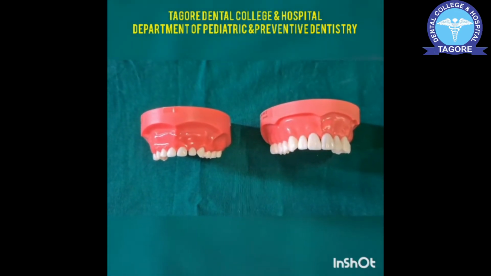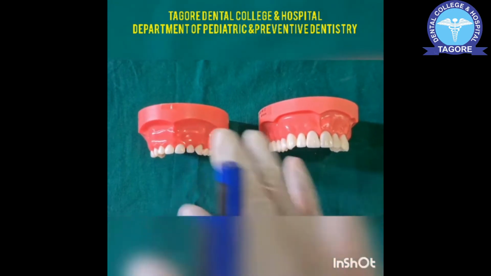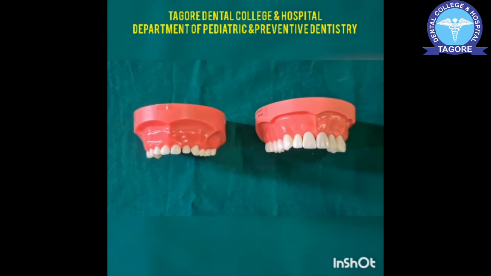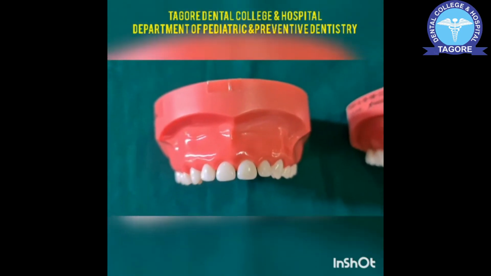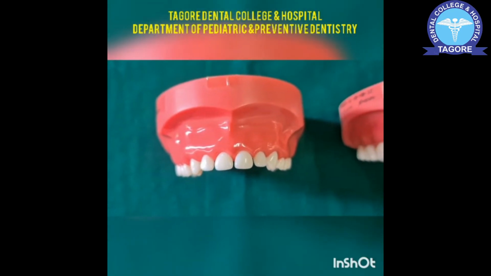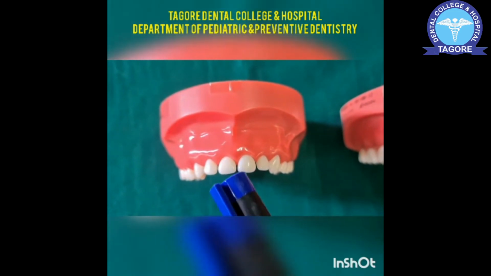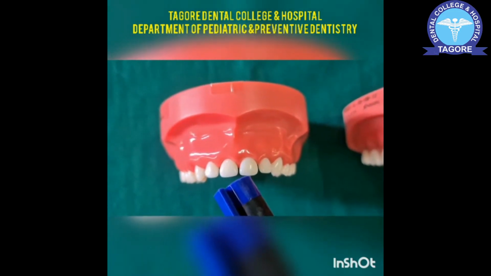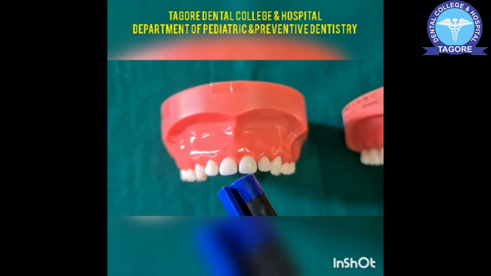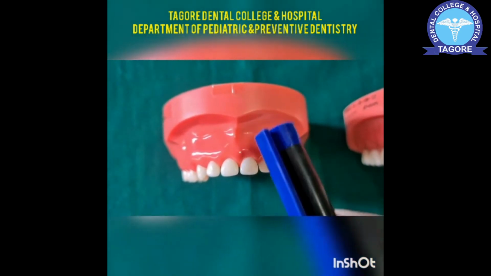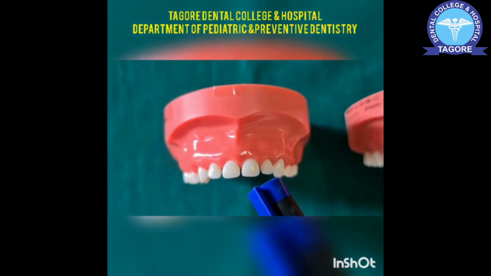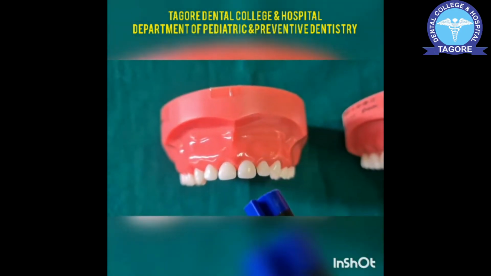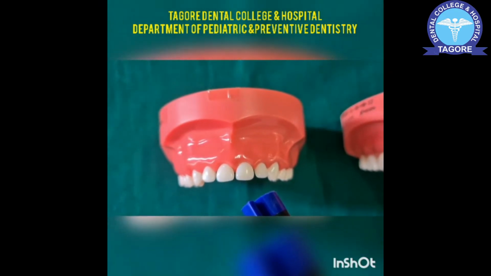Firstly, we are going to see the differences between primary and permanent central and lateral incisors. When it comes to the primary central and lateral incisors, as you can see, they are smaller in overall dimensions and the mesiodistal width of the central incisors and the lateral incisors is generally greater than their cervico-incisal length. I repeat, the mesiodistal width is greater than their cervico-incisal length. They are wider mesiodistally.